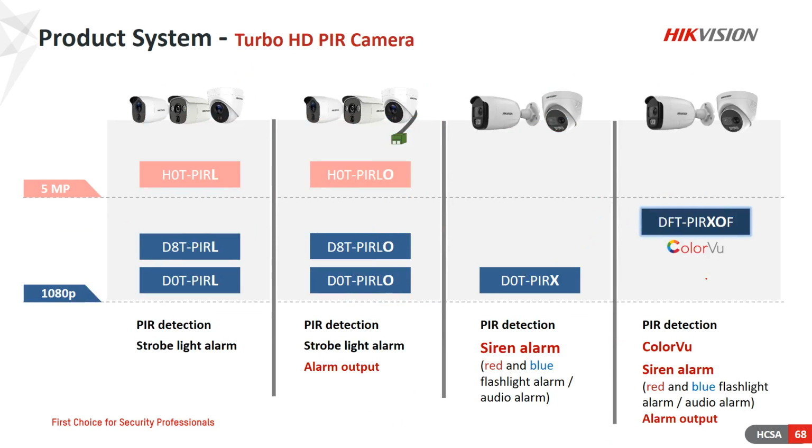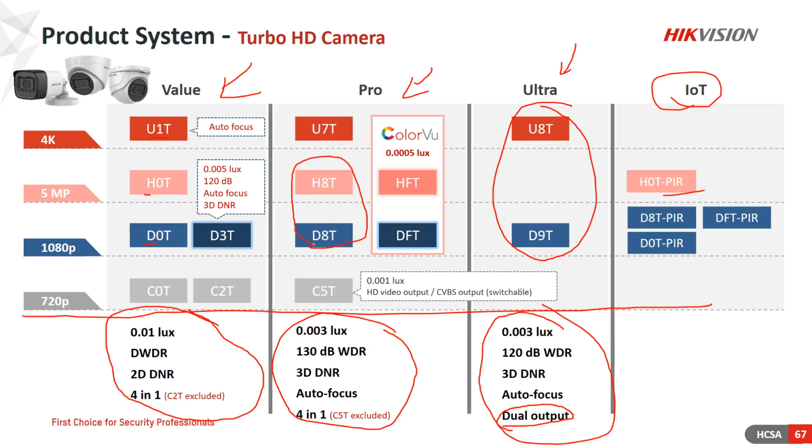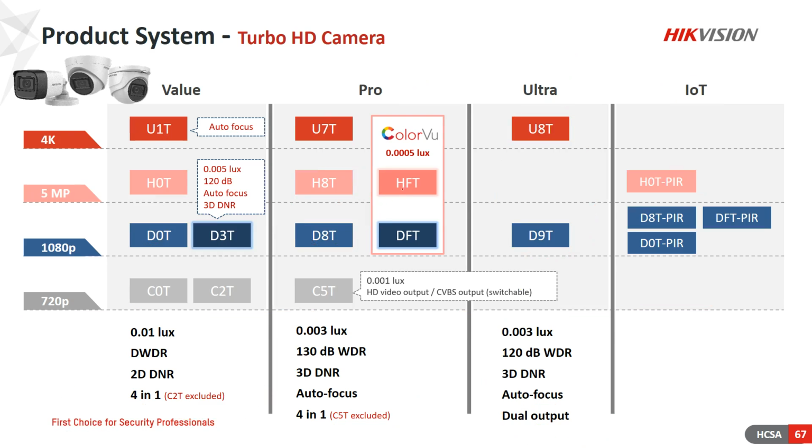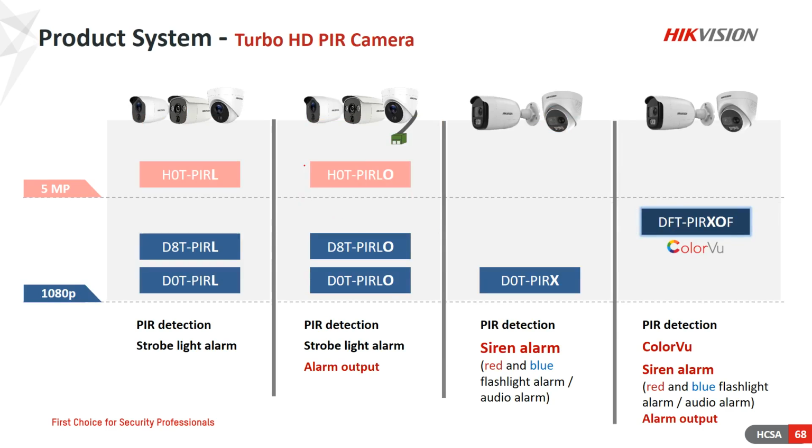And for the IoT, this is the color view camera, as we mentioned before. Oh no, I'm sorry. This is the color view camera, HFT, DFT, because we said F means full color. So 2 models are the color view camera. And for the IoT, we have the PIR. The PIR camera belongs to the IoT series. This is the Turbo HD camera family. And this is the PIR camera.